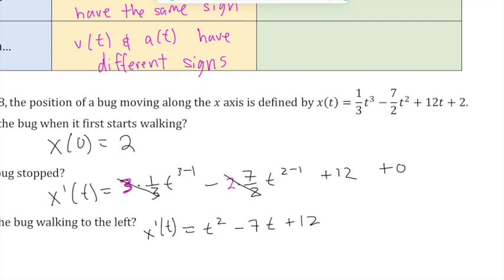So from here, set this equal to 0 and solve. If I factor, I'm going to get t minus 3 times t minus 4 equals 0. So this means that we have 2 times the bug is stopped, and that's at 3 and 4 seconds.